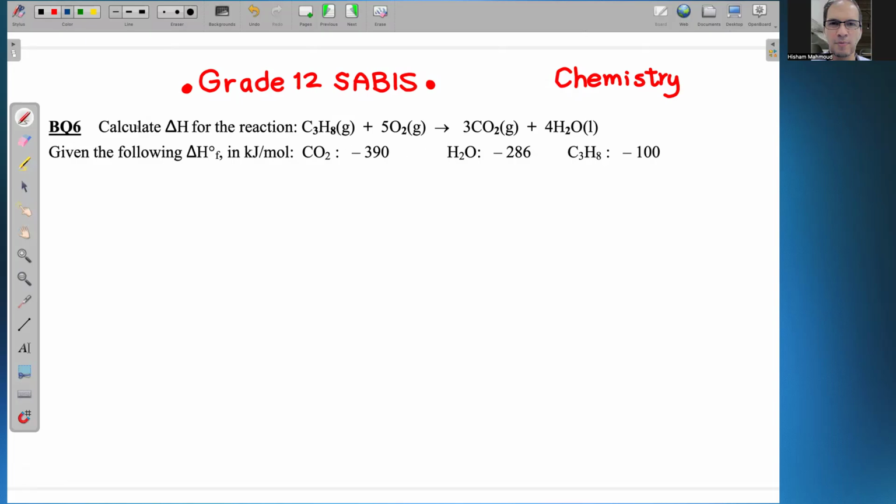In the next question, find the delta H of the reaction. So the delta H of the reaction is the delta HR. If C3H8 reacts with 5 oxygen to form 3 CO2, how much heat is produced per mole in this reaction? But when I say reaction, like in the last question, it means it can be 3 moles, 4 moles, how many moles reacted, it doesn't matter.